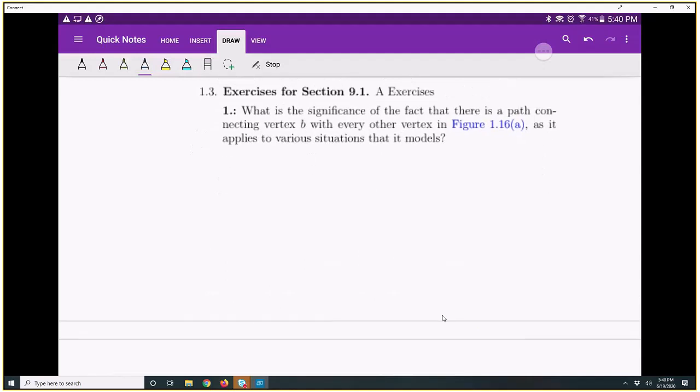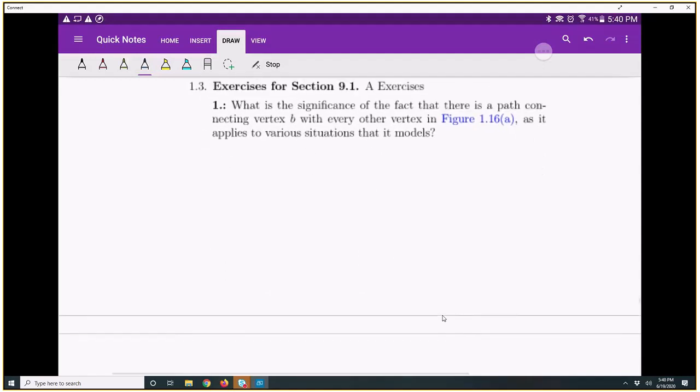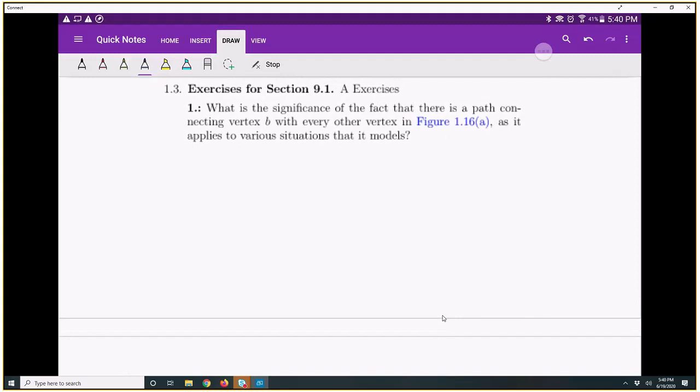Now let's work through a couple exercises together. The first question is, what is the significance of the fact that there is a path connecting vertex B with every other vertex in figure 1.16a as it applies to various situations that it models? So I'm going to remind you that 1.16a was the graph we saw that we said could model a computer network or maybe a road map or maybe the floor plan of a house. So it looked roughly like this.